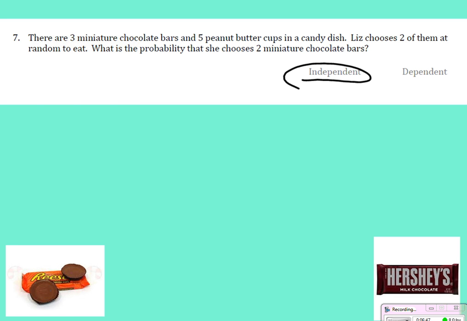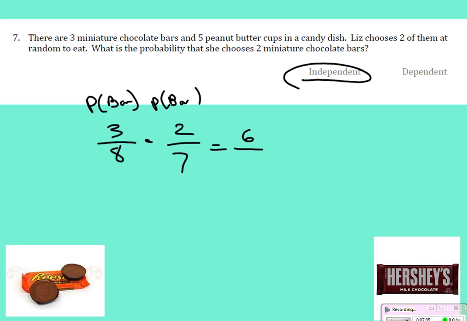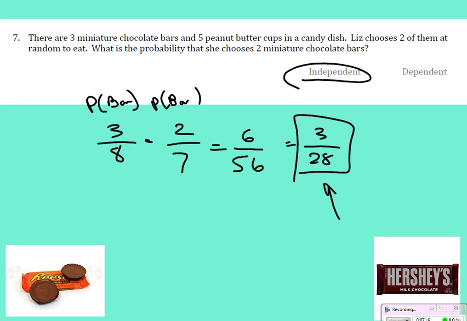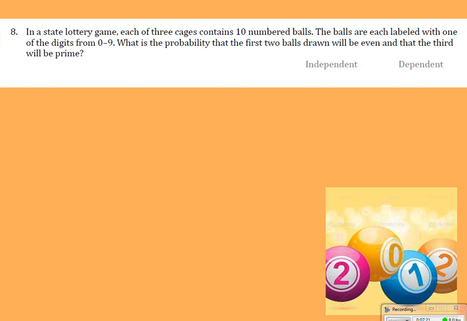All right, so what's the probability she chooses 2 mini chocolate bars? Well, for the first one, what's the probability that she chooses a mini chocolate bar? 3 out of 8. Then she's got to go in there and grab another little chocolate bar. Well, there's 2 left out of 7 total candies. So this is the first chocolate bar, and this is the second chocolate bar. So together, that's going to be 6 out of 56, which simplified is 3 out of 28. I like it when you leave answers like this. That's a lot cleaner than giving me some big, long, ugly decimal. So I like it better like that.